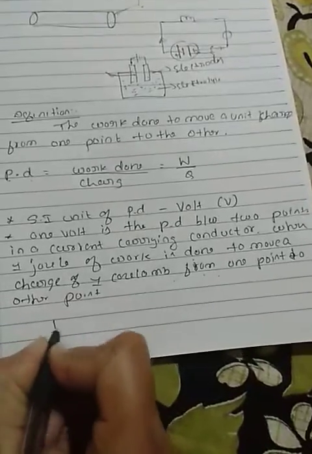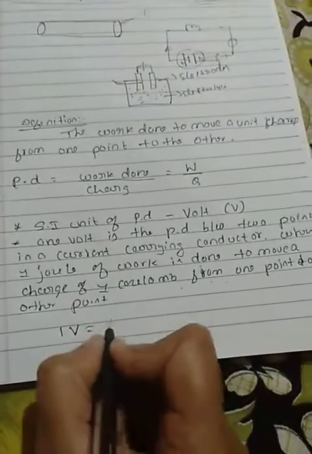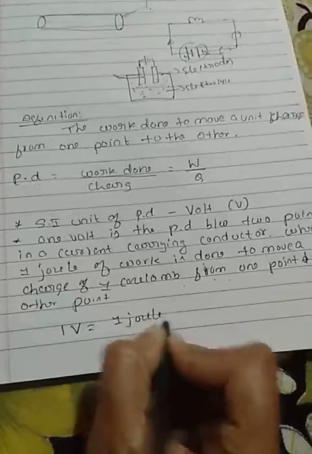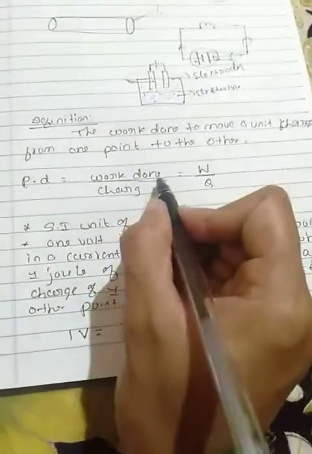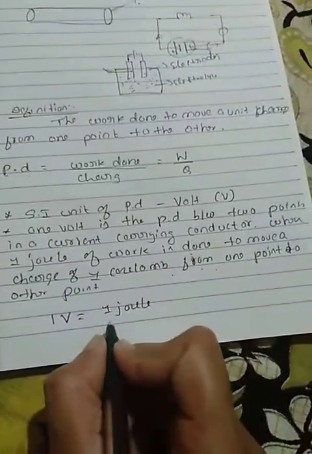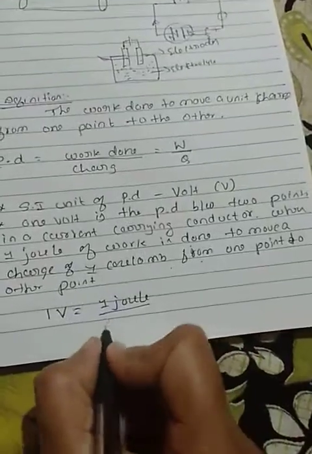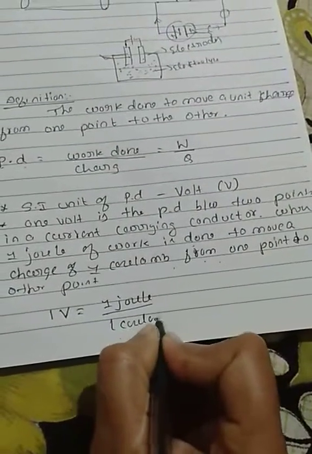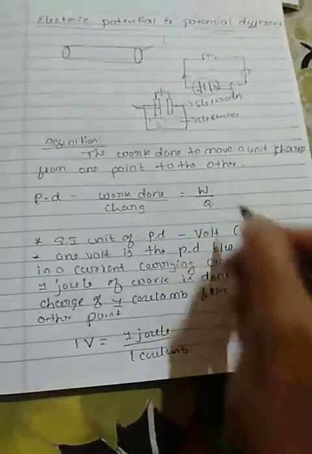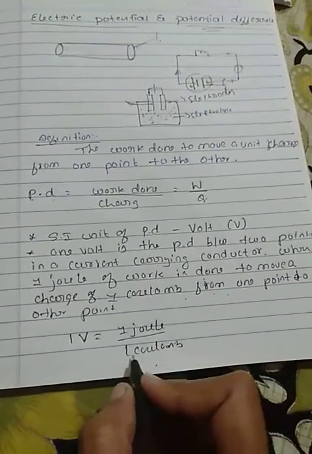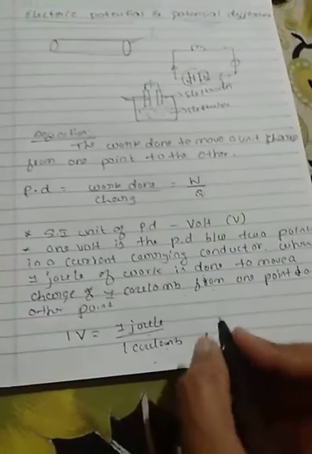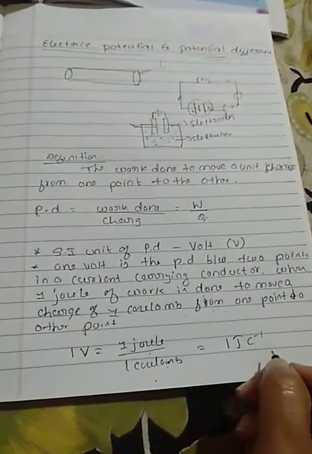This can be written as 1 volt is equal to 1 joule divided by 1 coulomb. The SI unit of work done is joule, and the SI unit of charge is coulomb. So we can write it as 1 joule per coulomb.